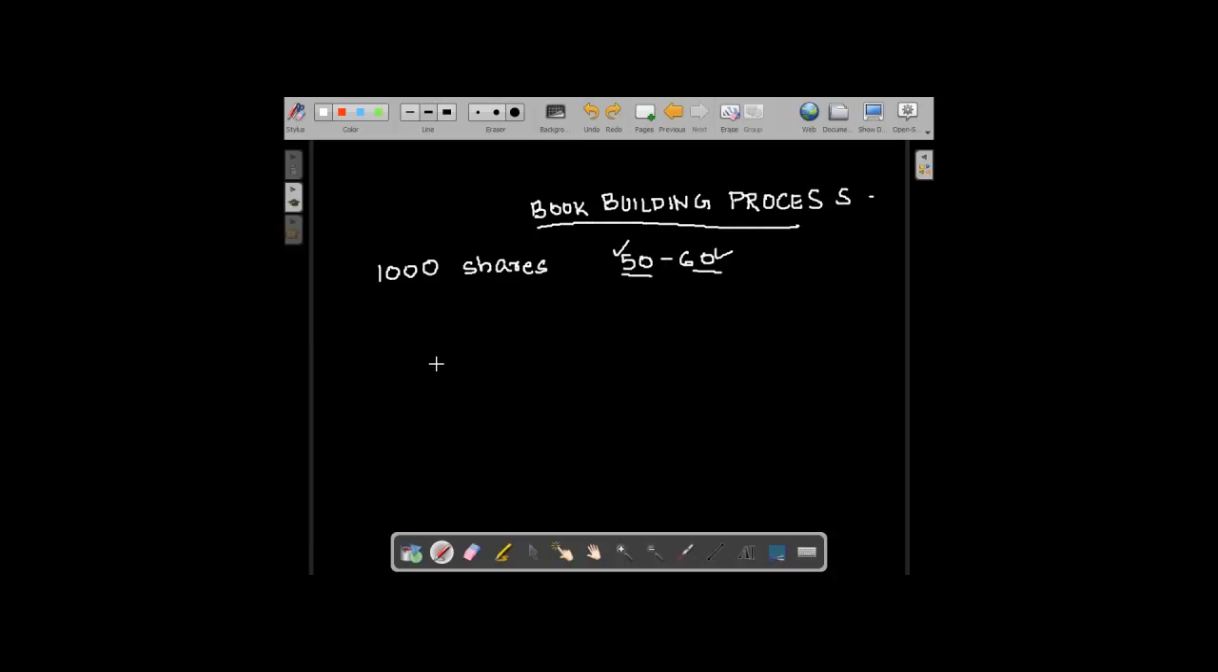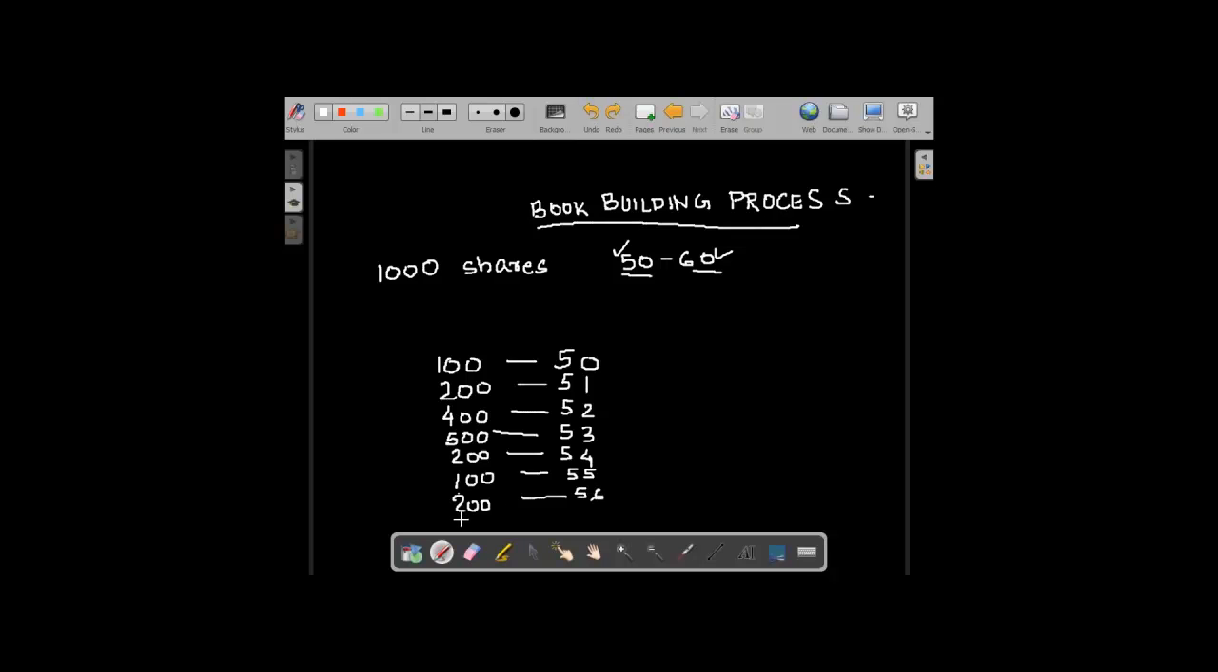So at whatever price you bid, it has to be within the range of 50 to 60. Suppose a bid for 100 shares has been received at a price of 50, and 200 shares at 51, 400 shares at 52, 500 shares at 53, 200 shares at 54, 100 shares at 55, 200 shares at 56, and 100 shares at a price of 60.